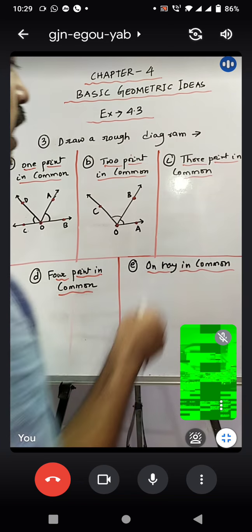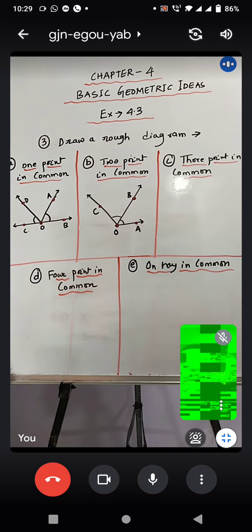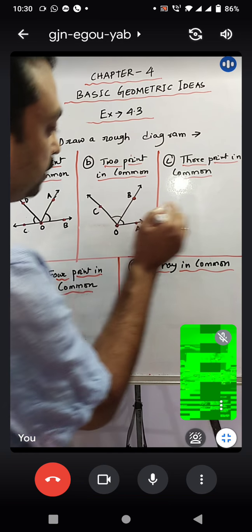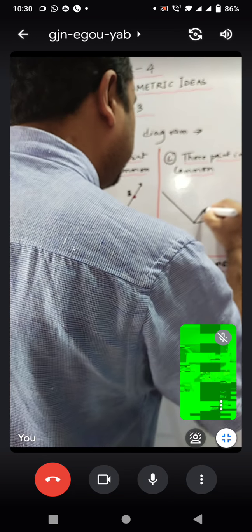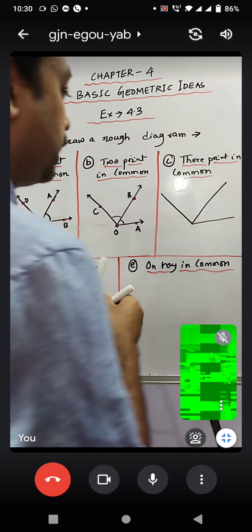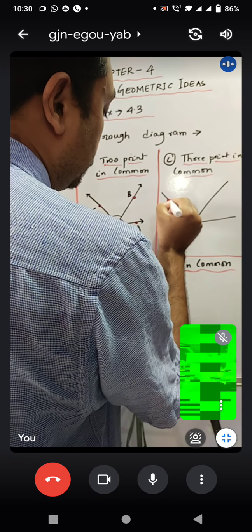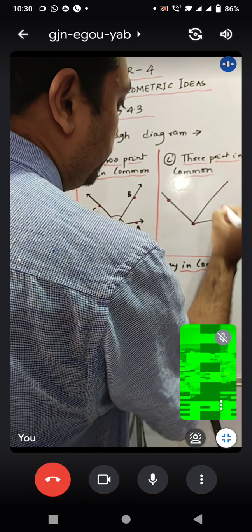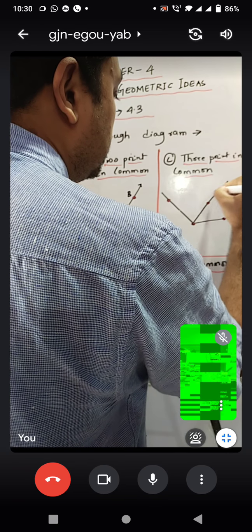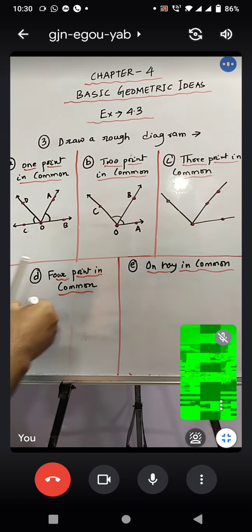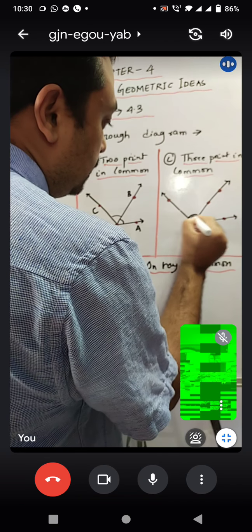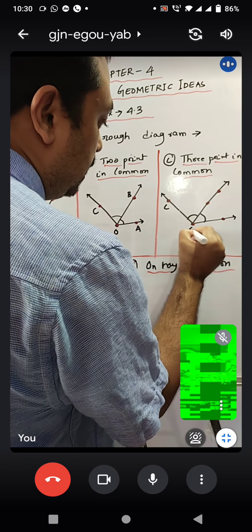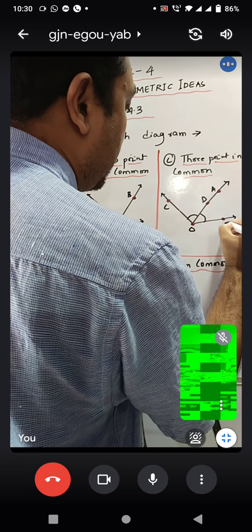Now in this figure we have to draw two angles where we have to show 3 points in common. Again we'll draw the same figure here. Now we'll take 1 point here, 1 point here, 1 point here, and 2 points here. So now see, these are the two angles. Name these points C, O, D, A and B.